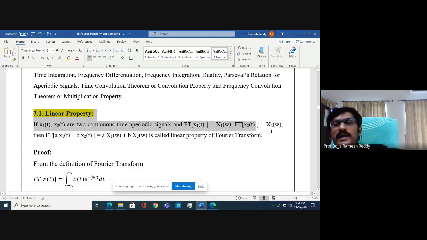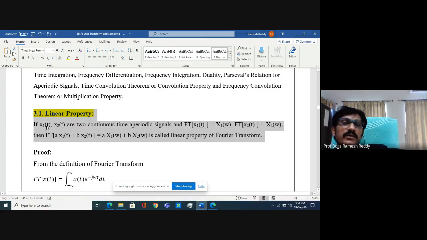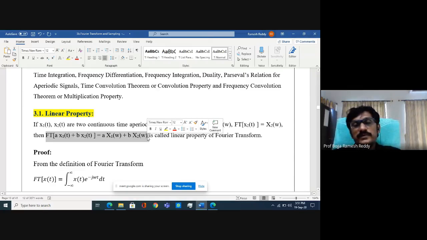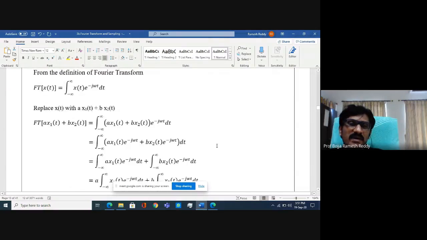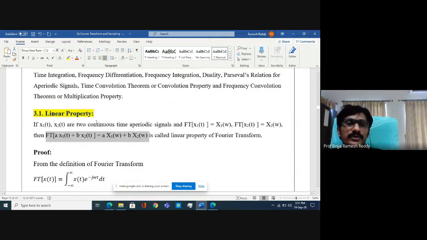Linear property is additivity. Normal thing. If we know two signals with Fourier transforms like this, then the Fourier transform of a linear combination of those two signals, that is, the Fourier transform of a x1 of t plus b x2 of t, is equal to a X1 of omega plus b X2 of omega. This is called the linear property of Fourier transform. Derivation is not required for you. We have to know the statement.